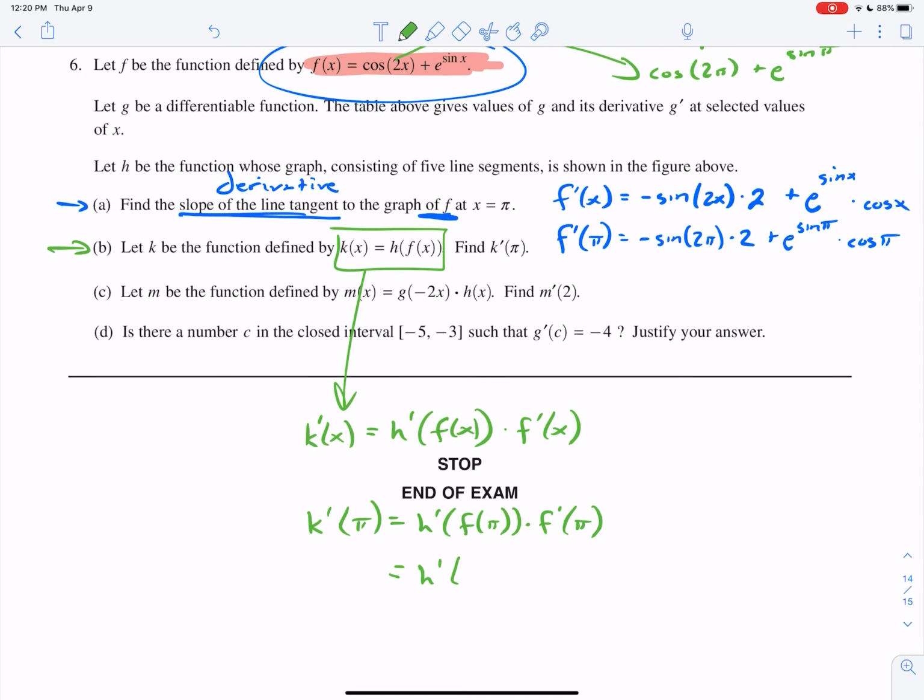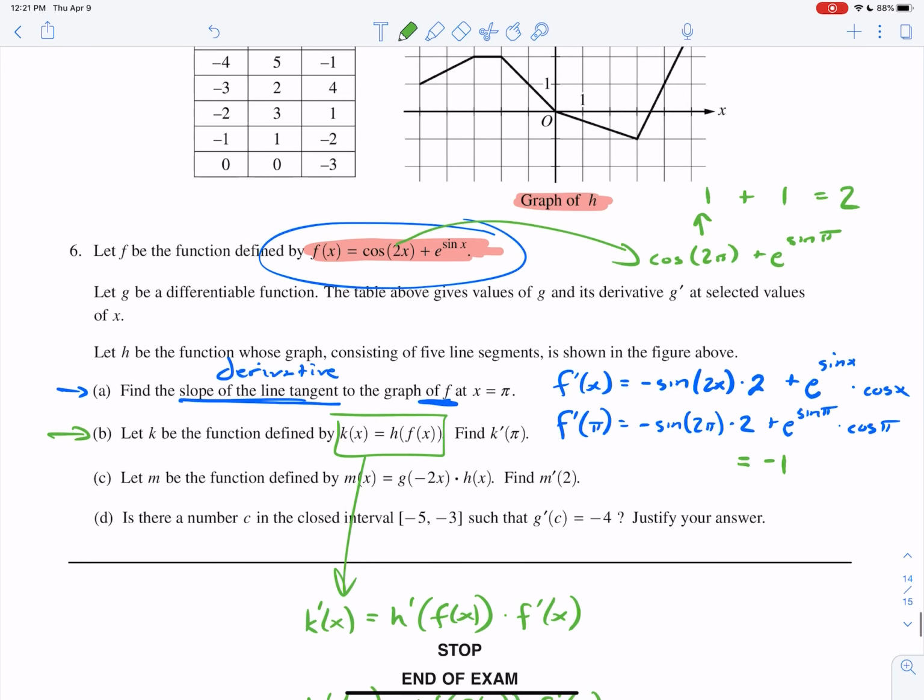Okay? Pause, go back if you need to, okay? That's going to be h prime of 2. F prime of pi is what we did in part A, so I'm going to cheat a little bit. Going back to the scoring guidelines, this comes out to negative 1. So that's really just negative 1 here. Well, what's h prime of 2?